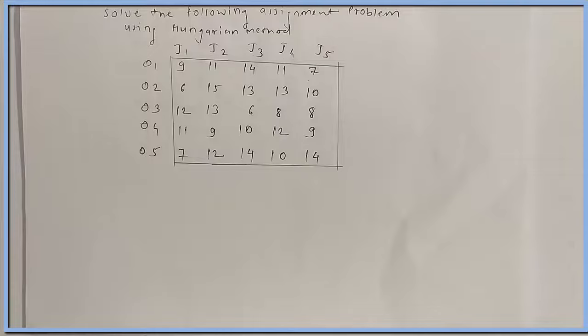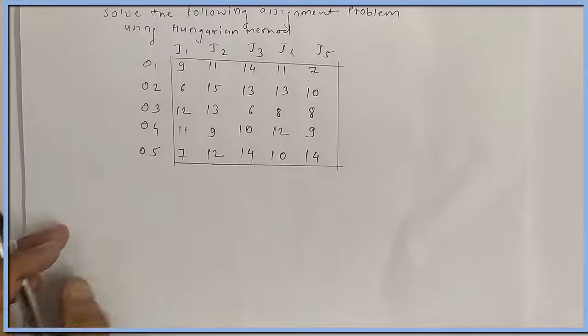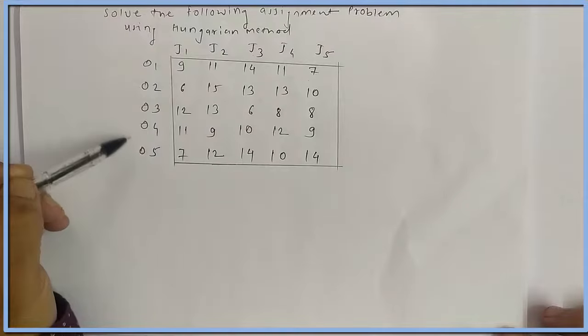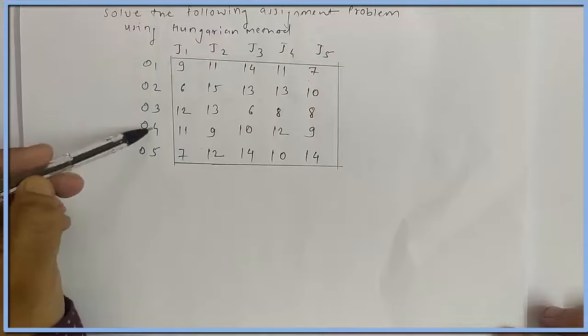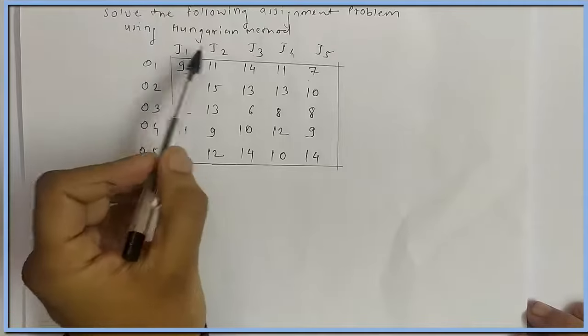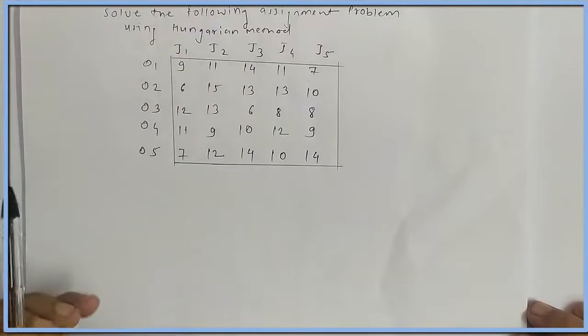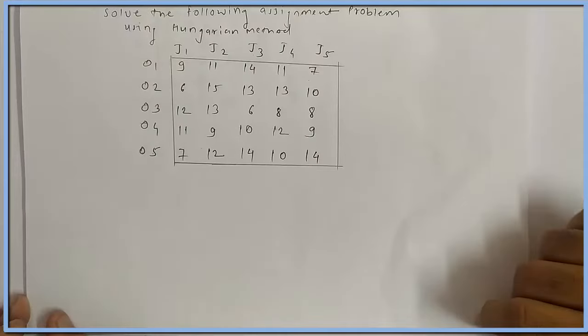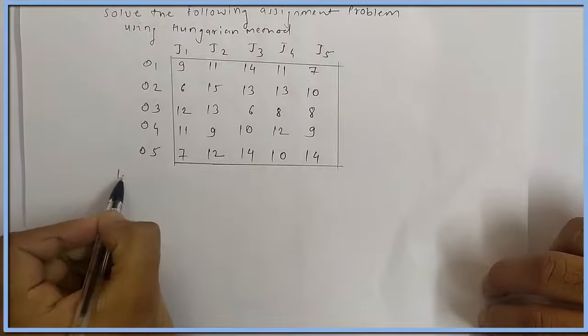First of all, we will check the number of rows and number of columns in the given assignment problem. The number of rows is 5, 1, 2, 3, 4, 5 and the number of columns is 5, 1, 2, 3, 4, 5. Therefore, we can say that the number of rows equals the number of columns and therefore this is a balanced assignment problem. After this, the first step of the assignment problem is the row reduction.